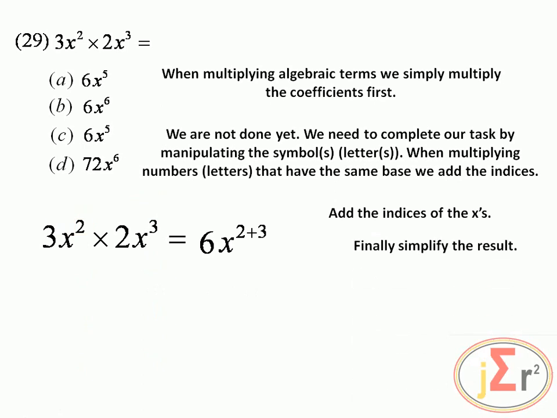Finally, simplify the result. We have 6, and 2 plus 3 is equal to 5. So it is 6x to the 5th power, or 6x to the power of 5. The correct answer is option C.